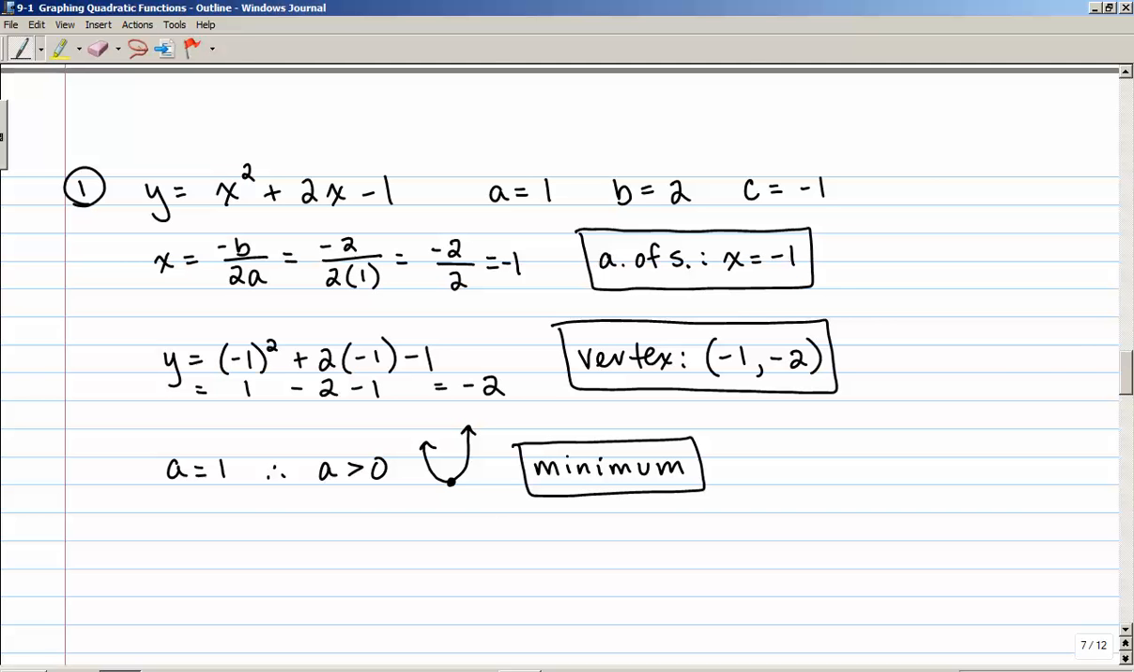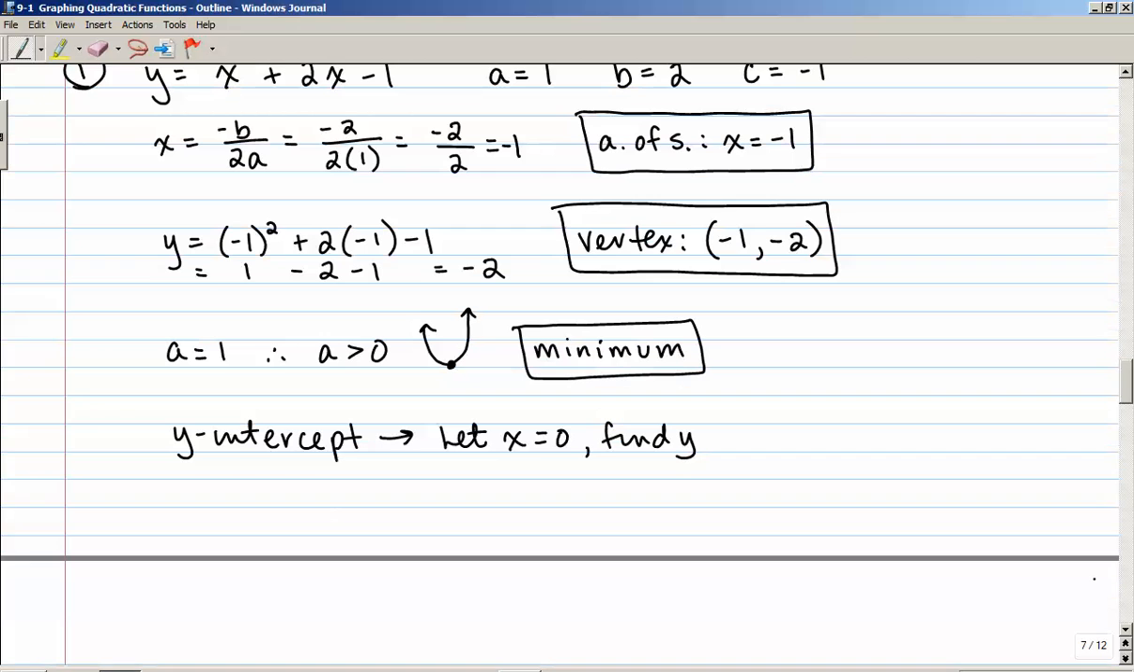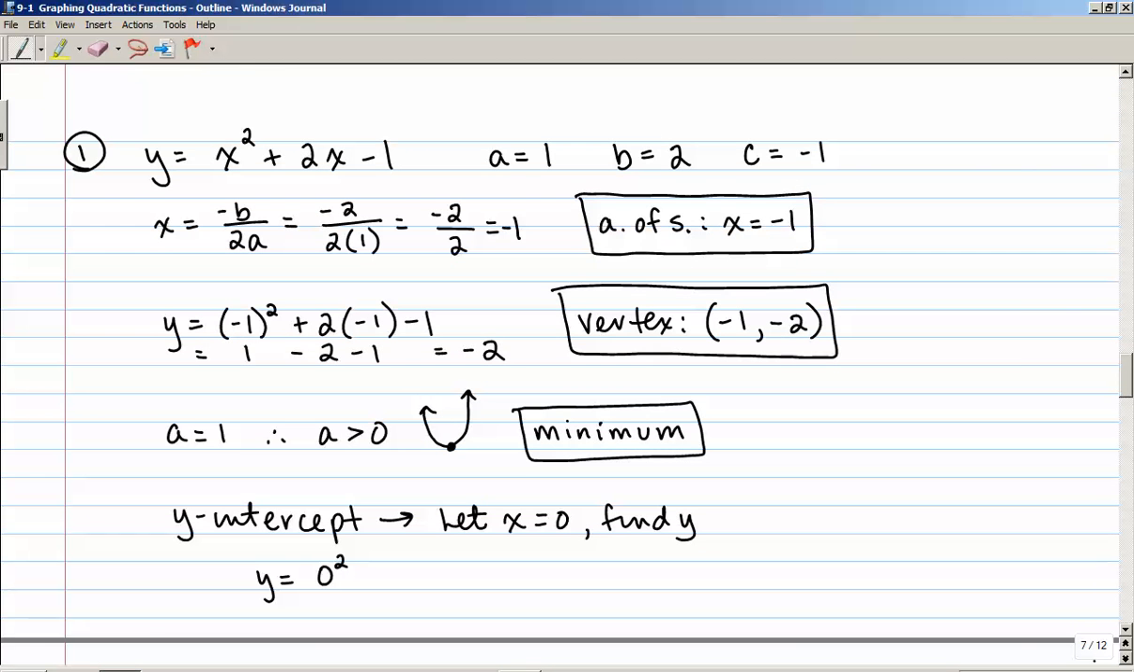Now, to find the y-intercept, I'm going to let x equal 0 and then find y. So when I do that, I have y equals 0 squared, and I'm plugging this into my original function, 0 squared plus 2 times 0 minus 1. That's 0, that's 0. So my y-intercept is y equals negative 1.